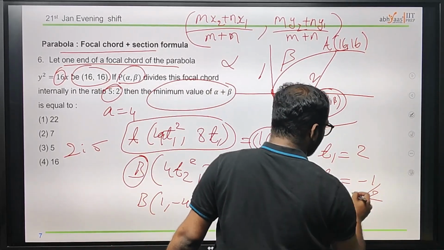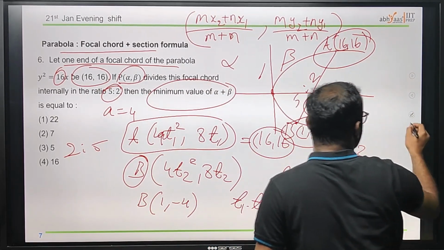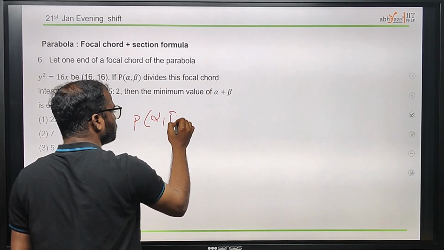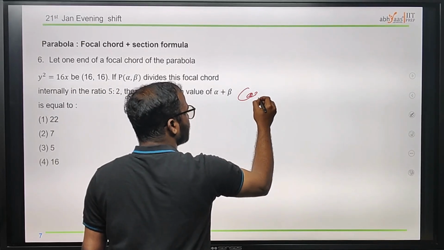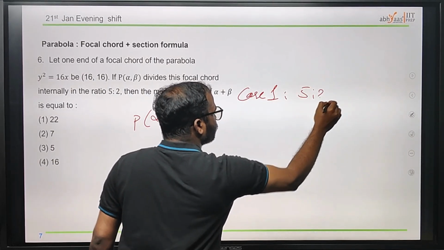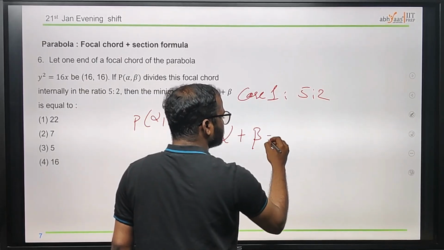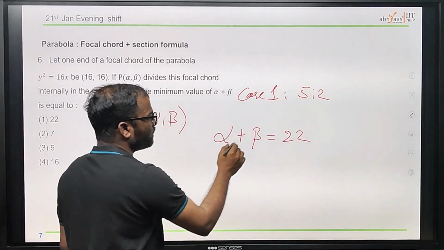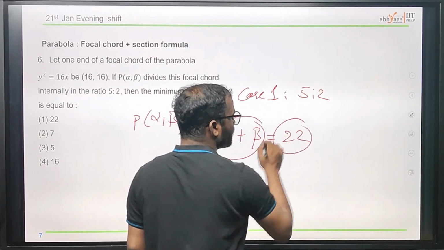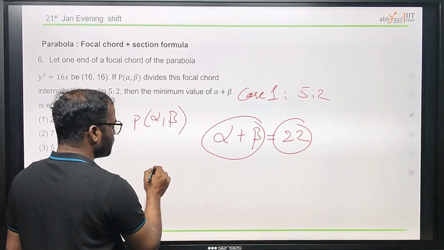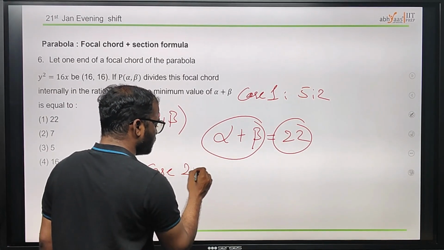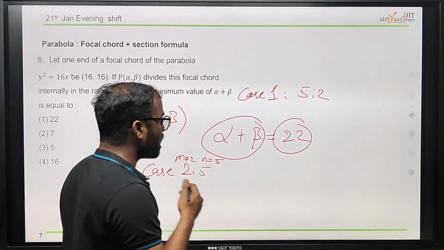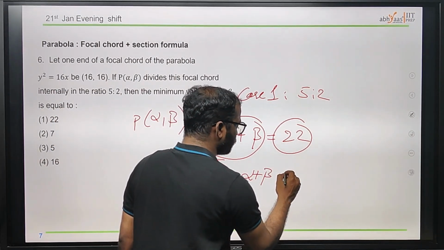If we see here, we have (1, -4) and (16, 16) already. We have P of alpha comma beta to find. From the first case, 5:2, after doing the section formula we will get alpha plus beta equal to 22. Now for case 2 we have 2:5, where m is equal to 2 and n is equal to 5. Therefore for this the sum will be 7.